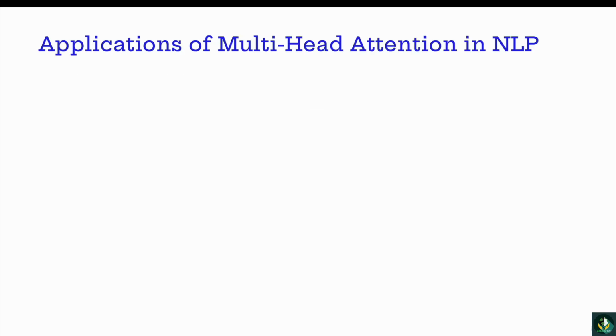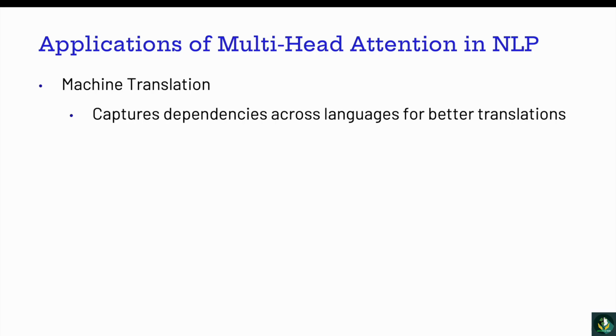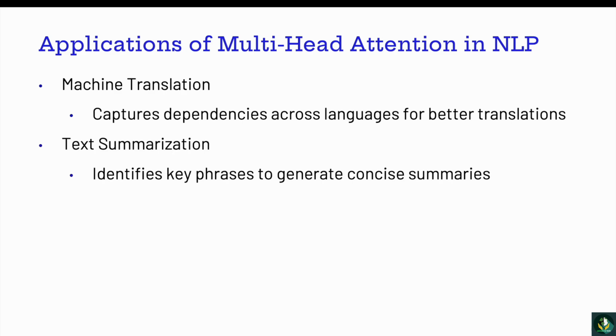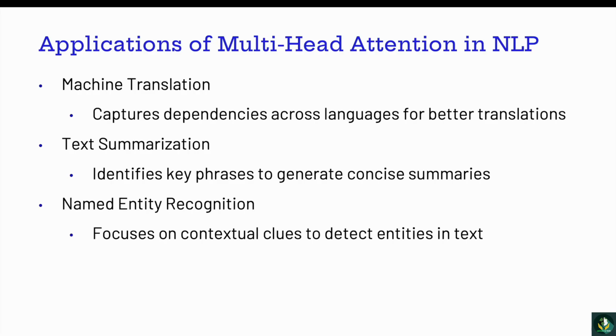Now let's talk about the applications of multi-head attention in NLP. First, machine translation. It captures dependencies across languages for better translations. Text summarization. Identify key phrases to generate concise summaries. And named entity recognition. Focuses on contextual clues to detect entities in the text.